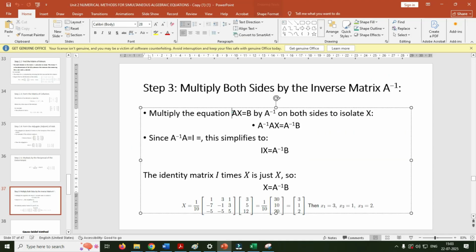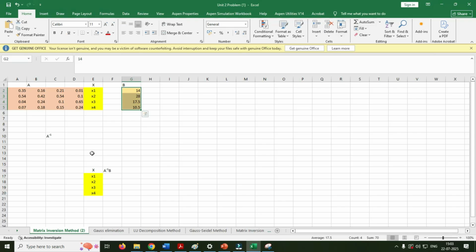So once we have the AX equal to B matrix, multiply both sides by A inverse. A inverse multiplied by A will result in I matrix, and I matrix multiplied by X will be X. The right hand side is A inverse B. So I have to find A inverse matrix, then I have to multiply it with B. Let me find A inverse.